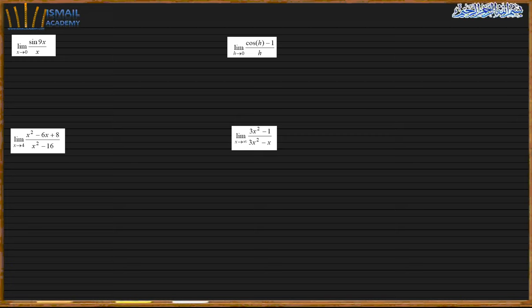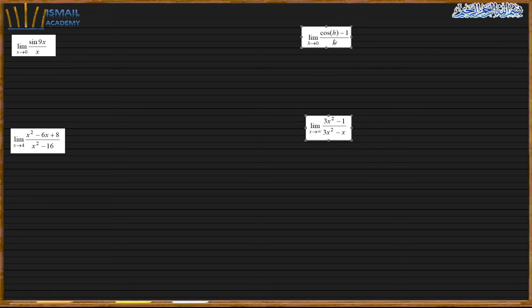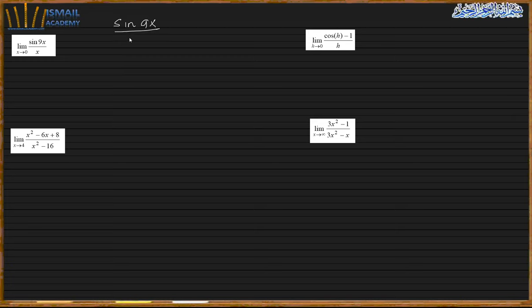Next question. So here we have some set of limits. We're going to try to do all of them on the same page. In that case, you will have an idea about the limit. So here, sine of 9x over x. I'm going to use this property, sine of ax over ax.